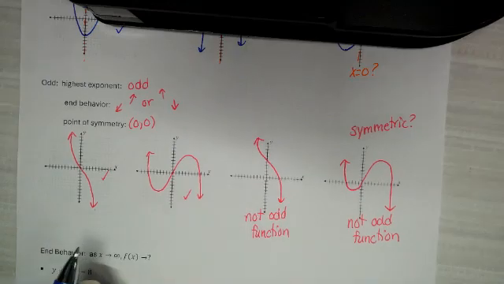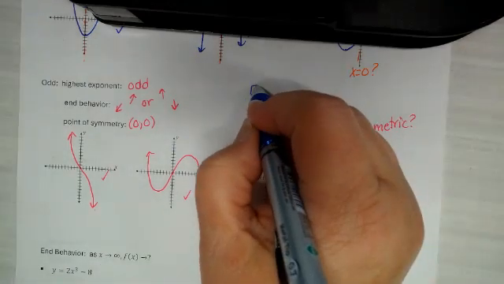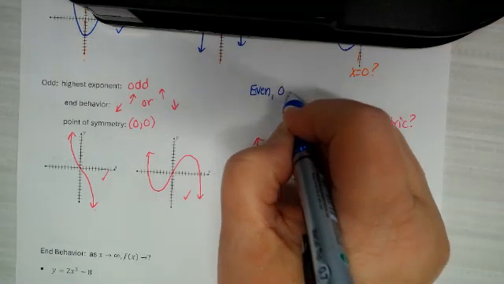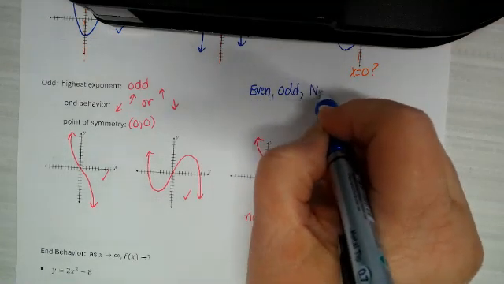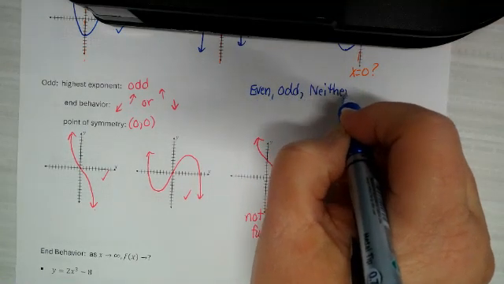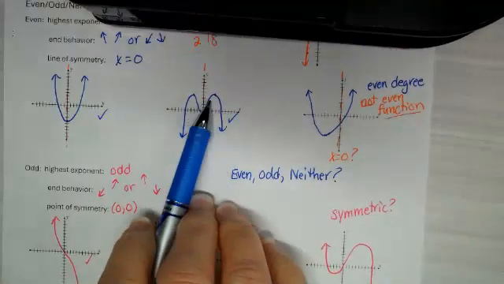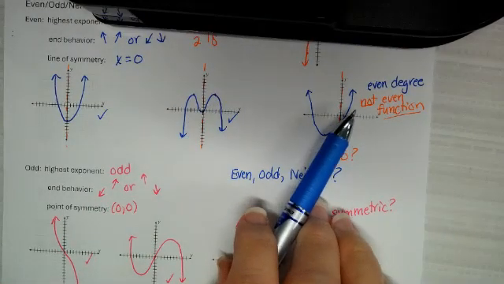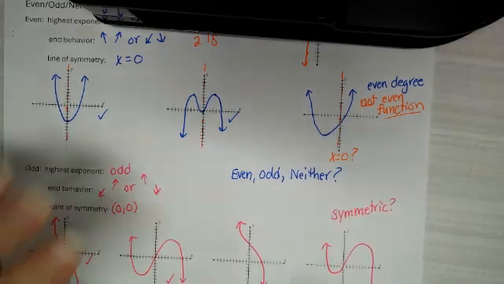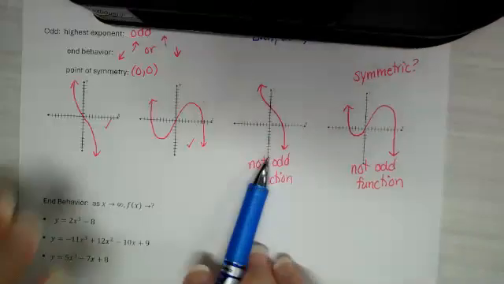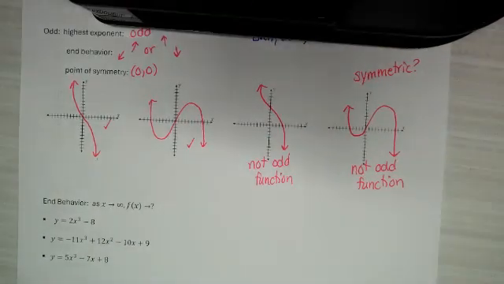So usually when we give you your functions, we're going to ask you, is it even? Is it odd? Or is it neither? So obviously, on the ones we did above, this would be a neither, because it's not even, it's not odd. These, same thing. These would be in the neither category.